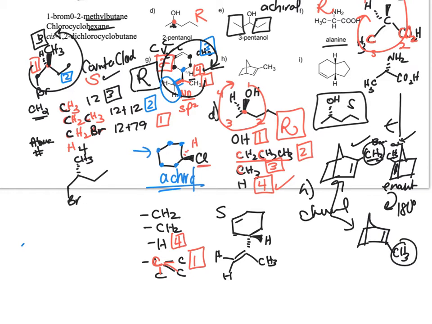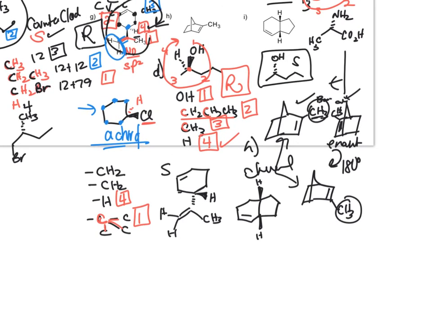For I, let's see. Let's just draw once again, with the rings, it's best to draw your mirror image. So let's see if I can get some space here. Draw my mirror image. So I'm going to draw the 5-membered ring here.